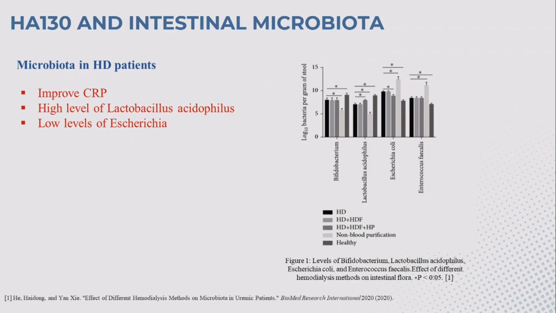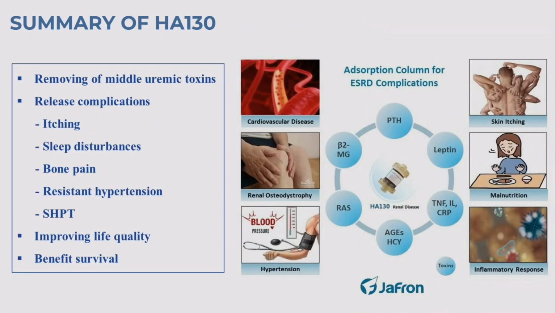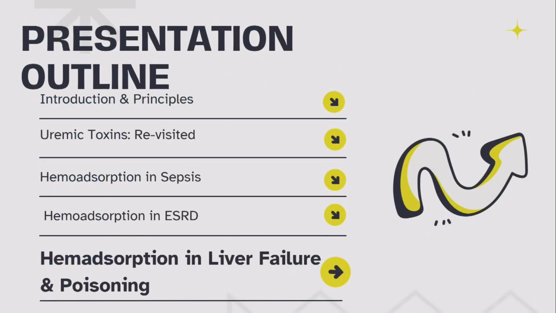It works on the intestinal microbiota. In previous diagrams we saw there are endogenous uremic toxins. These adsorption cartridges can take care of the endogenous uremic toxins, not only exogenous. And this is the summary of HA130. It can be used in all these gamut of conditions. Coming to the last part of my talk, it will take just 5 minutes.